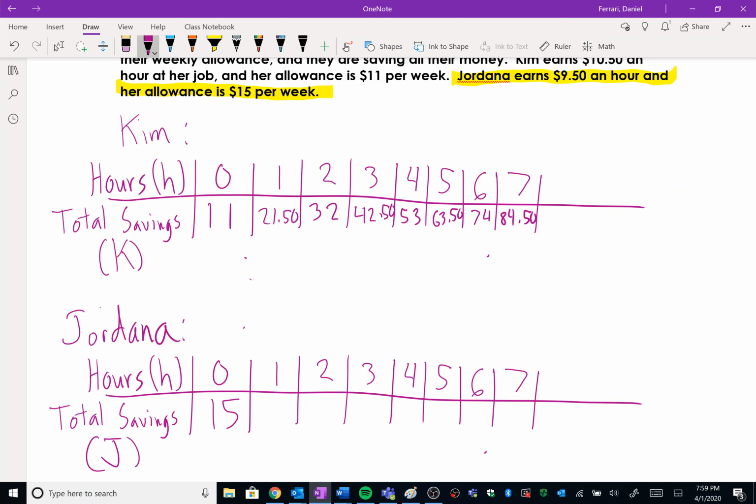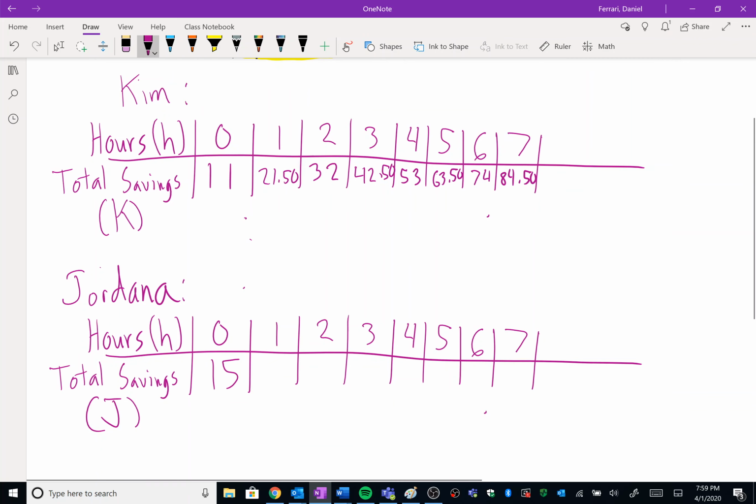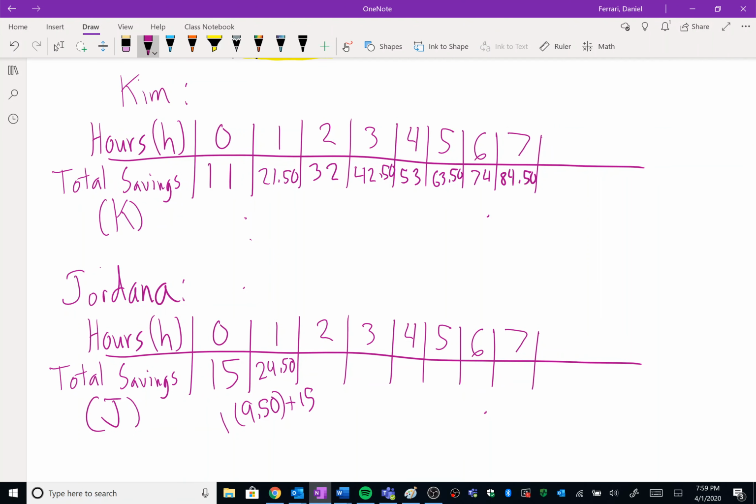Okay, and then we're just going to add 9.50, so basically do the exact same process we did, where it's 9.50 plus the 15, because the 9.50 is being multiplied by 1, right? And 1 times 9.50 is just going to be 9.50. So that means this comes out to 24.50. Then if we follow that exact same process, we're going to work through.